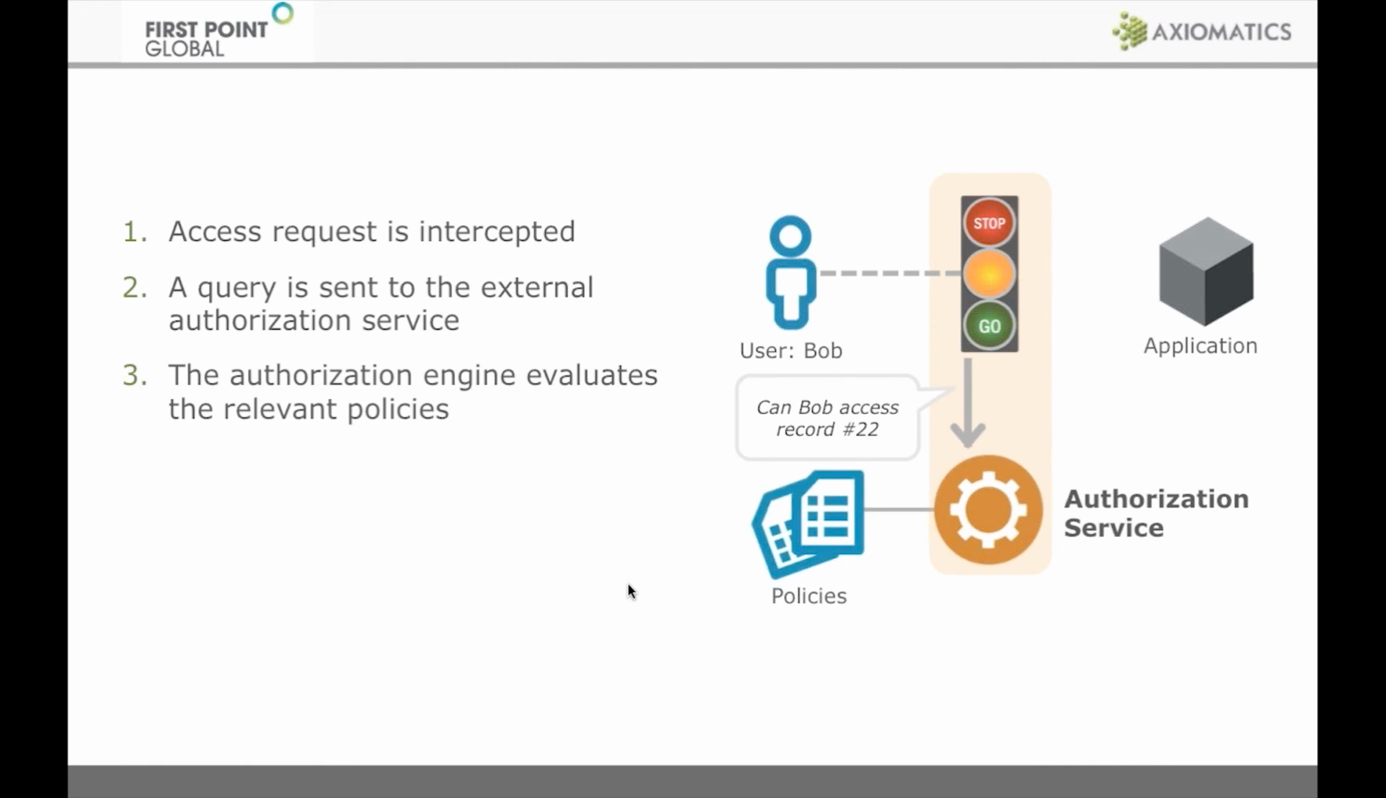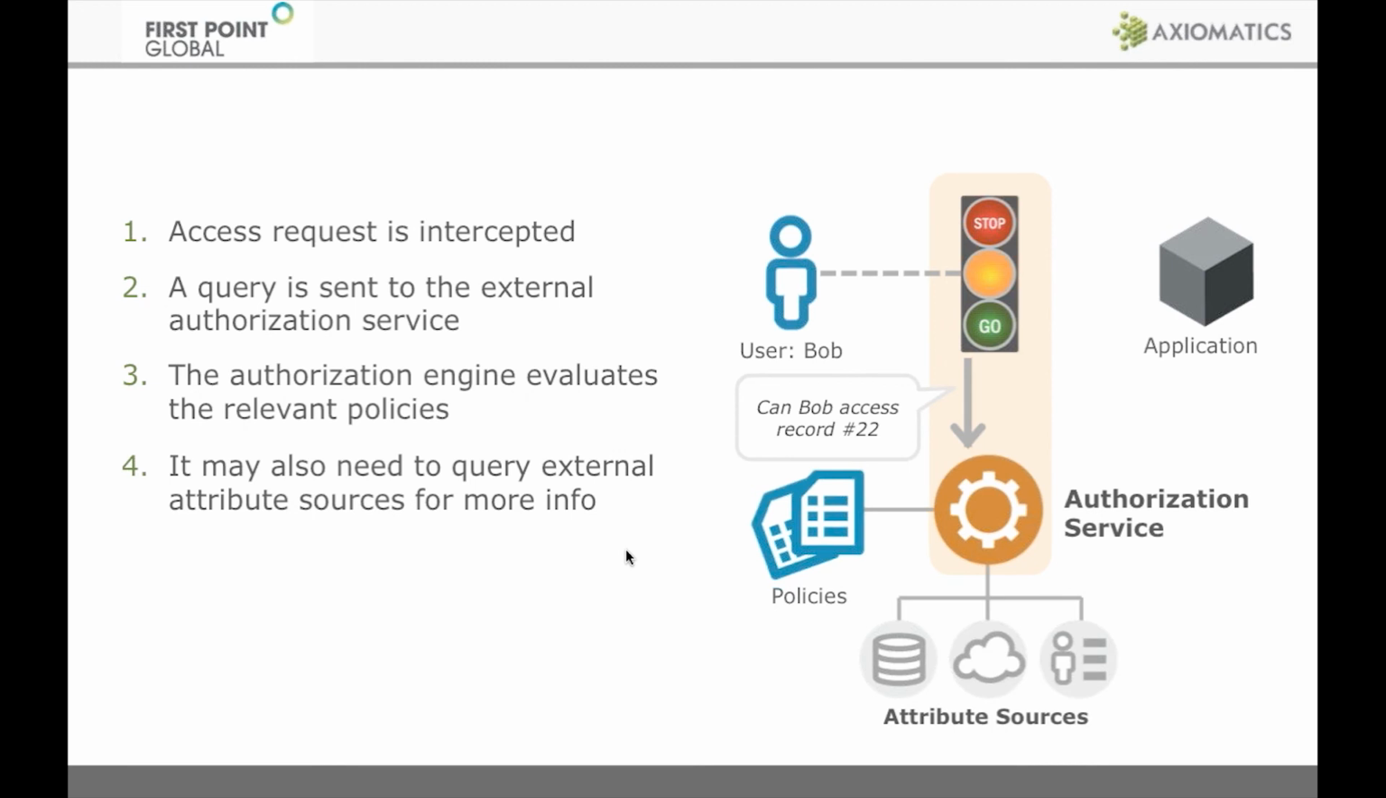Now, with dynamic authorization, that flow is standardized, and effectively what you end up with is a binary yes-no question. Here in the diagram, the example is, can Bob access record 22? And you send that off to that authorization service, and the authorization service is policy-based, which means it's configured with policies. Those policies use attributes to determine what is allowed and what is not allowed.